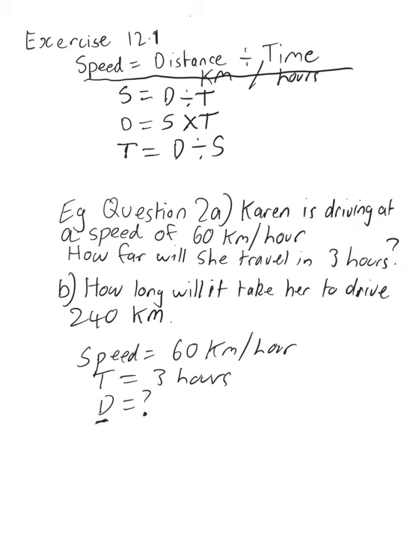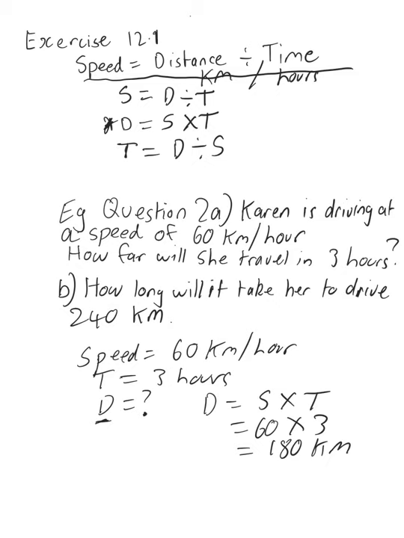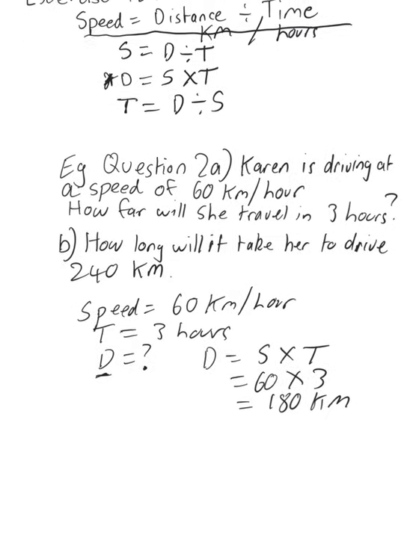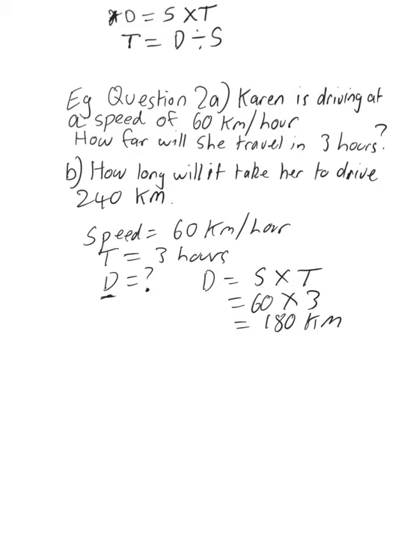So we want the formula that has distance by itself, and here it is right here, okay? So we'll use the formula D equals S times, or speed times time. Okay, the speed we've been given is 60 kilometres per hour, travelling for 3 hours. Now we do our calculation, 180 kilometres.